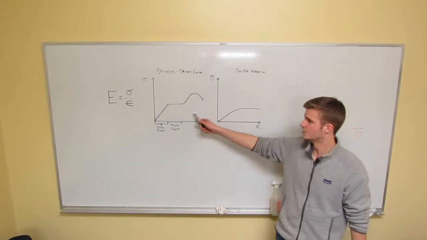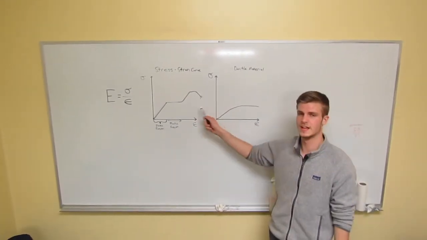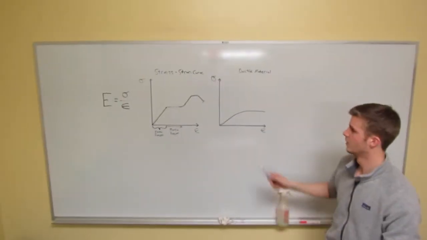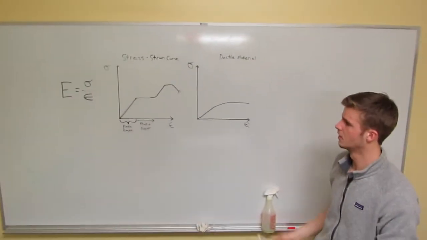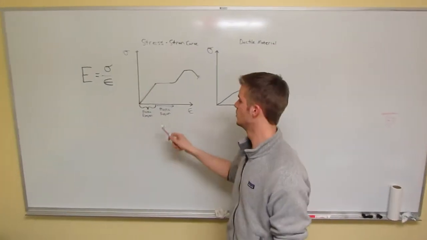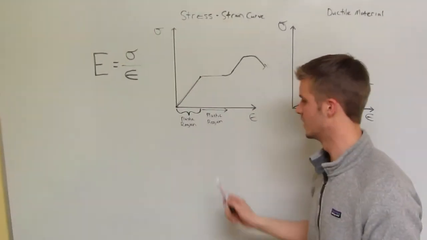What we have written here is two stress-strain curves. The one on the left is the most general stress-strain curve, and the one on the right is a stress-strain curve that more accurately describes ductile materials. The one on the left, as you can see, has two major regions. There's the elastic region and the plastic region.